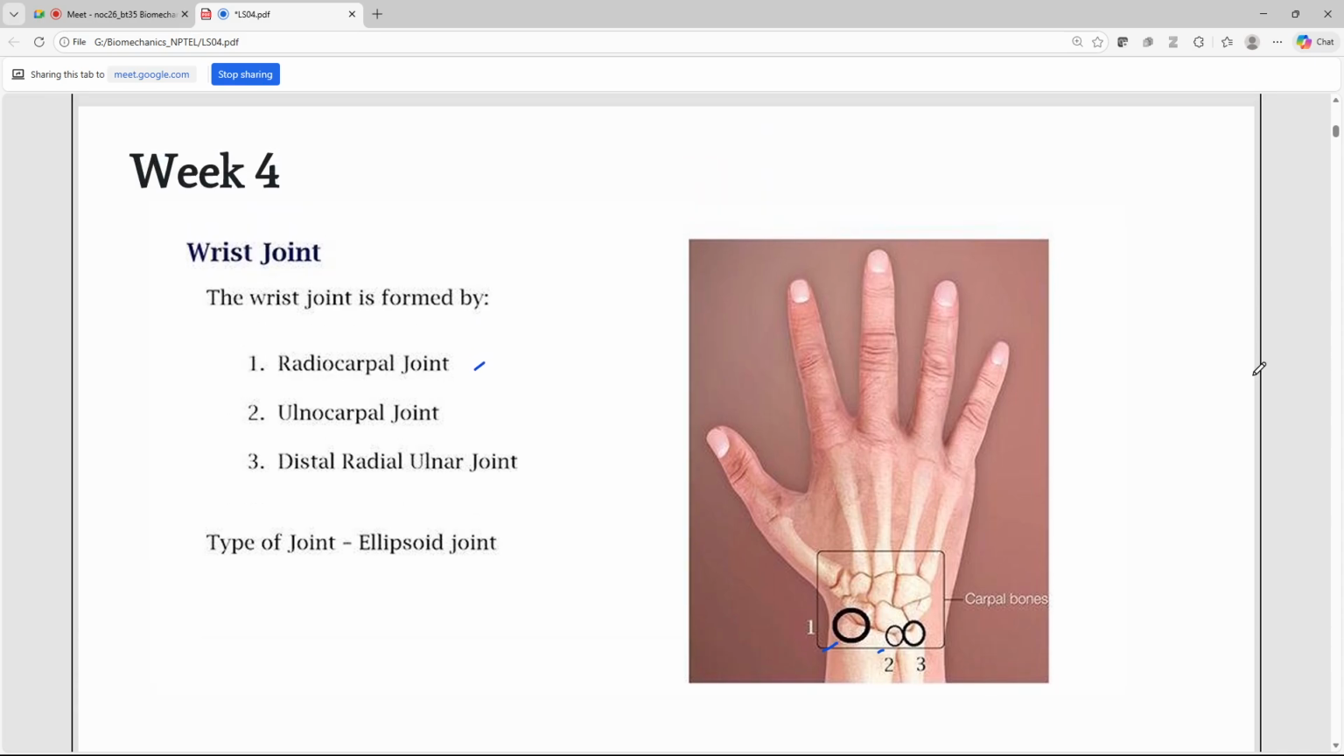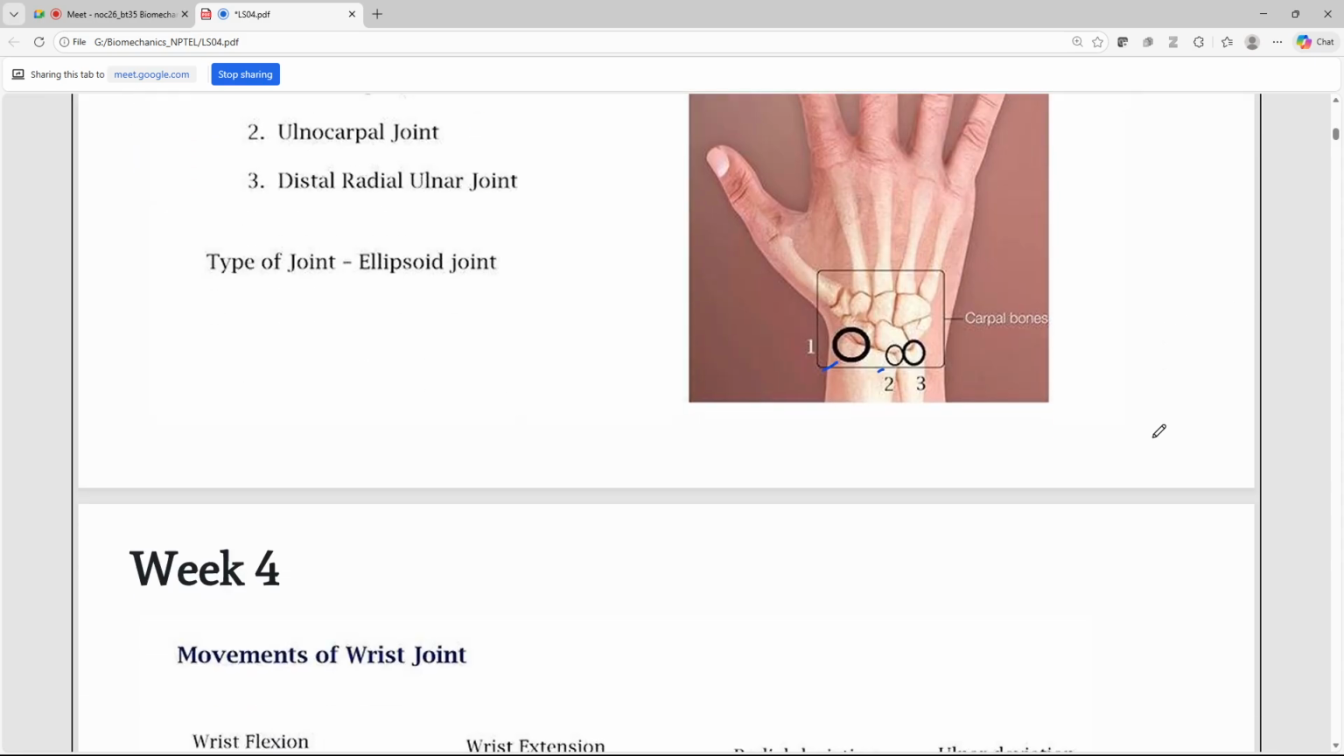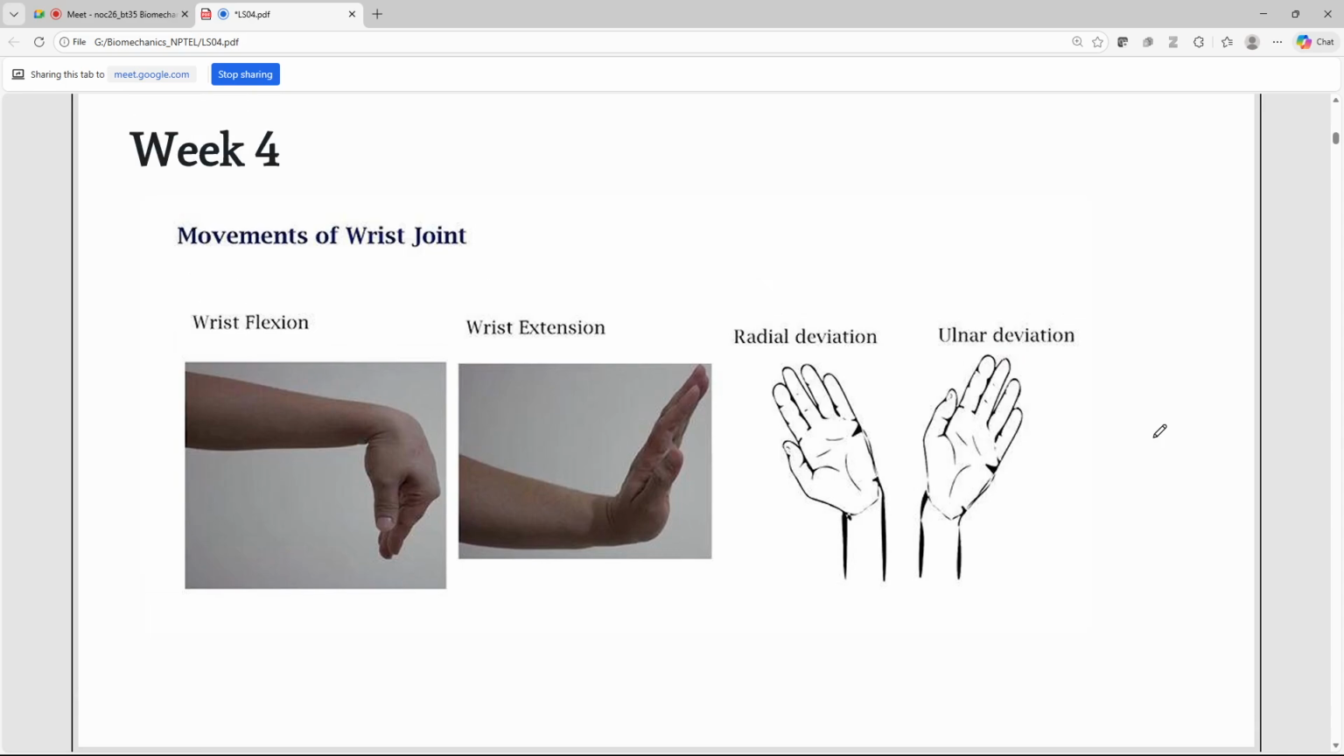Most of you know the motions at the wrist. The main movements are flexion and extension, where folding in this direction is flexion, and folding in the backward direction is extension, and then radial and ulnar deviations.